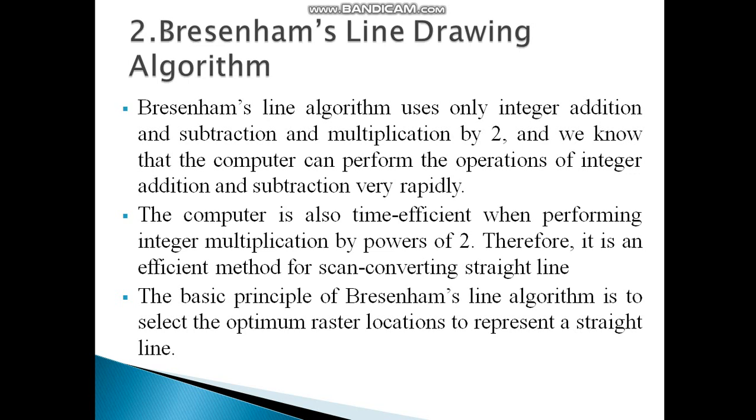Bresenham's line algorithm uses only integer addition, subtraction and multiplication by 2, and we know that the computer can perform integer addition and subtraction very rapidly. In this method, the next pixel selected is the one with the least distance from the true line. The basic principle of Bresenham's line algorithm is to select the optimum raster location to represent a straight line.